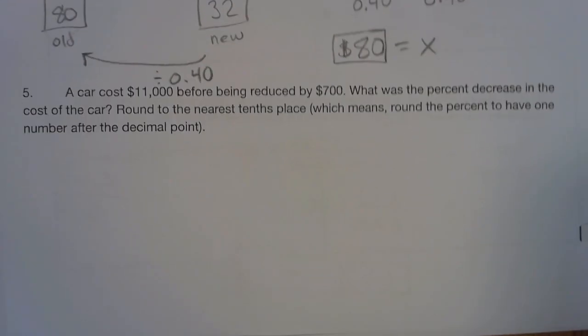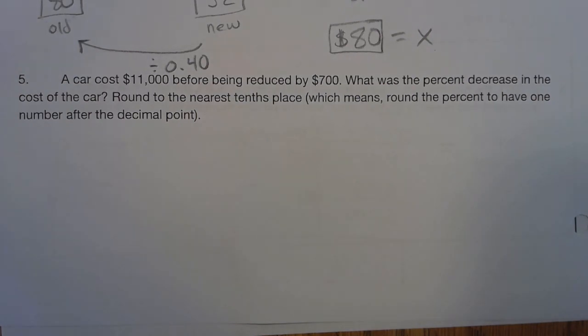Awesome. All right, question 5. A car costs $11,000 before being reduced by $700. What was the percent decrease in the cost of the car? Round to the nearest tenths place, which means round the percent to have one number after the decimal point.